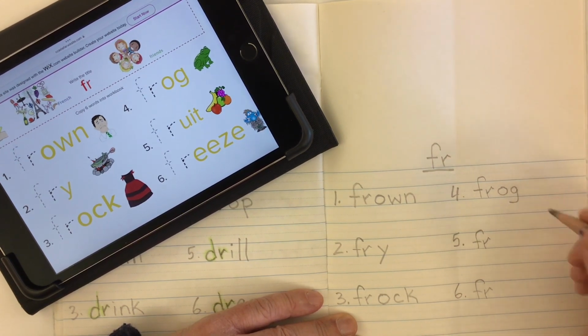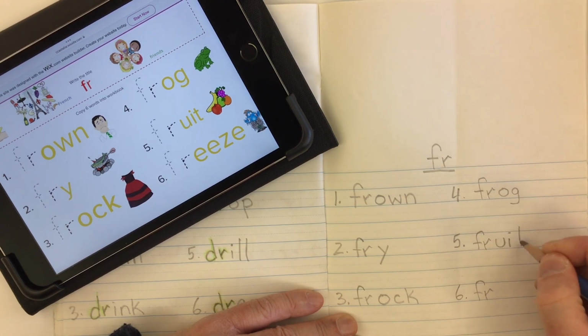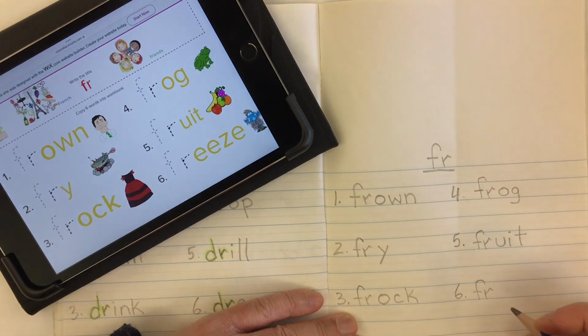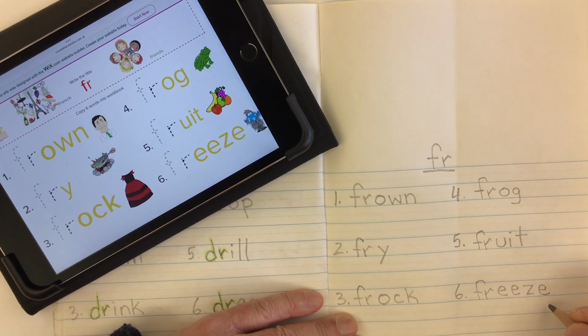Word number four is frog. F-R-O-G, frog. Word number five is fruit. F-R-U-I-T, makes fruit. Word number six is freeze. F-R-E-E-Z, and one more E, freeze.